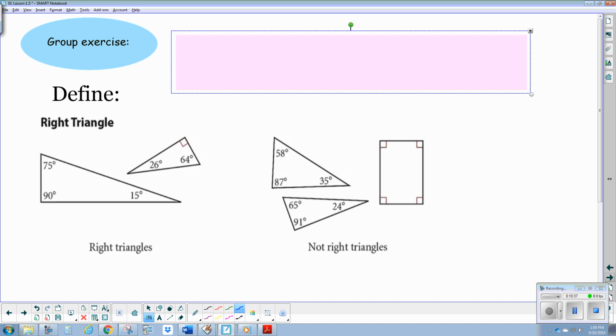So here we're going to look at some definitions. On your note sheet, you have several terms. You have right triangle, scalene triangle, isosceles triangle, equilateral triangle. So you have all of the terms that were at the front of the lesson.